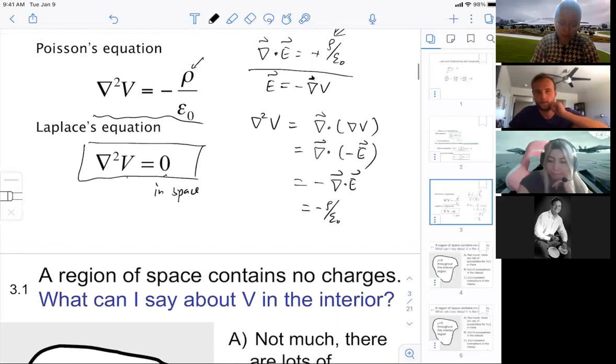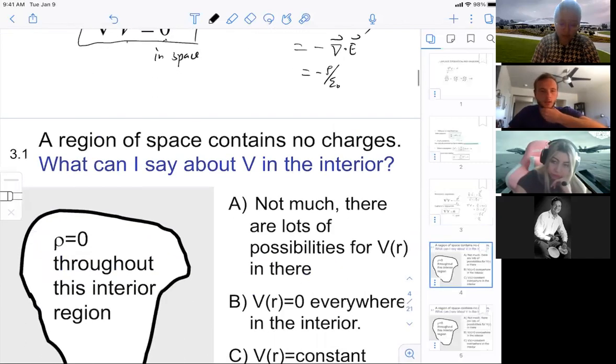Now, before we talk about the uniqueness theorem, let's take a look at a question.